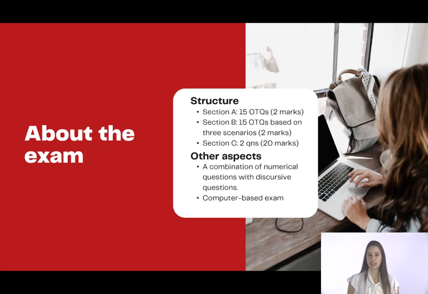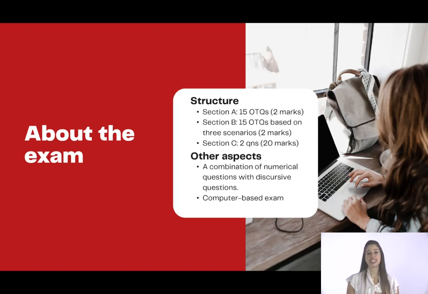In financial reporting, we've got 3 sections. Section A is 15 objective test questions, 2 marks each. Section B is 15 objective test questions, 2 marks each. But they are based on 3 mini scenarios. So each scenario, guys, gets 5 questions. The 5 questions, guys, are going to be objective test as well.